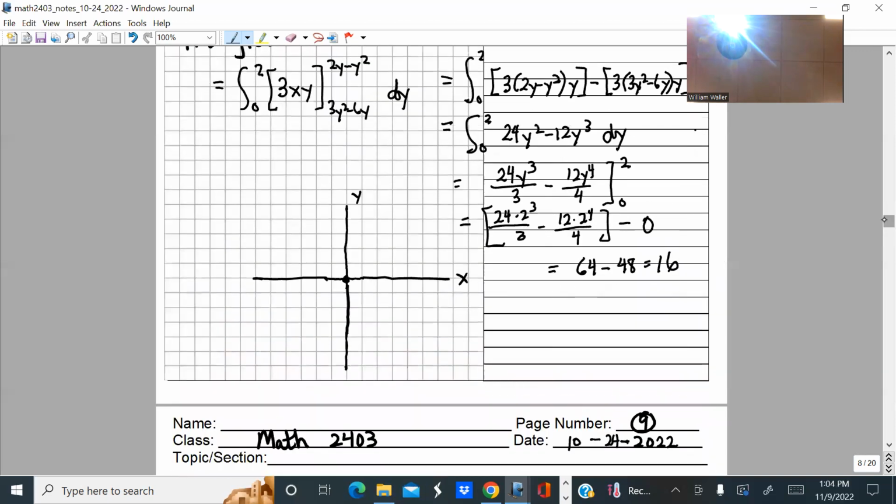Let me plot that here. So this is obviously 0. Let's make 2 up there. So I'll make 2 blocks be 1 instead of 1 block. All right, so this is 2 on the y-axis.